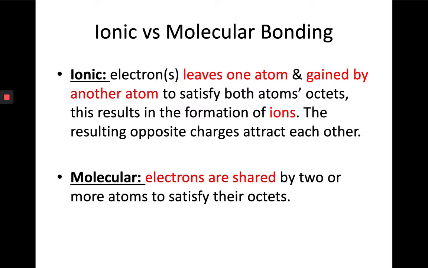Molecular bonding is when electrons are shared by 2 or more atoms to satisfy their octets. So they share electrons to get 8 electrons in their outer shells. When atoms have 8 electrons in their outer shells, they're stable. So that's why this type of bonding goes on, to get this stability.